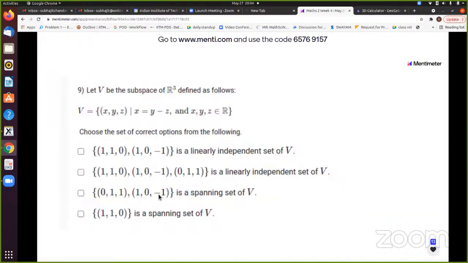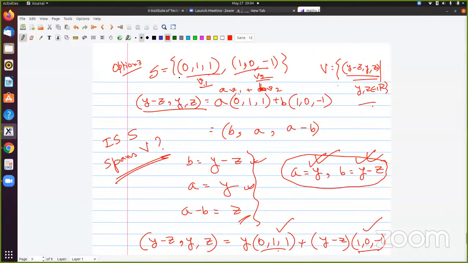Have you understood what we have to solve for this option 3? Yes, sir. I need to find out the value of A and B. No, before that, what is this option 3 saying? Option 3 says that I need to find out whether it is a spanning set of V or not. Correct. S is the set given, and I have to show whether S spans V or not, right? Yes.